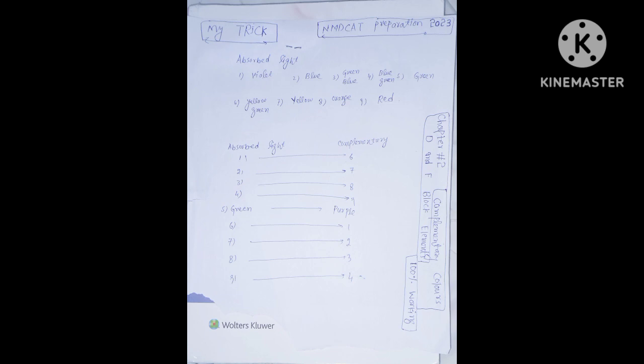Now the complementary color of 6 will be 1. The complementary color of 7 will be 2. 8 will have 3 and 9 will have 4 in the reverse order. Finish, that's it. So this is a very simple trick to find out the complementary color of the transition elements.